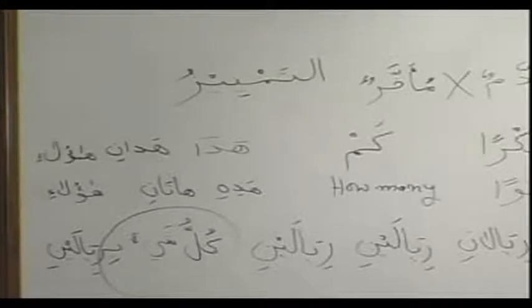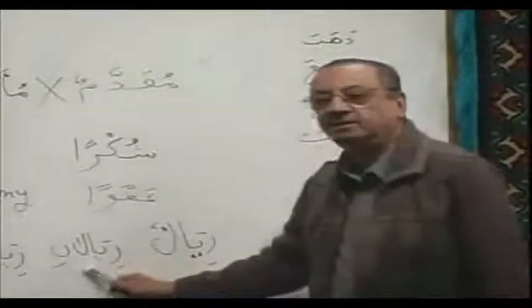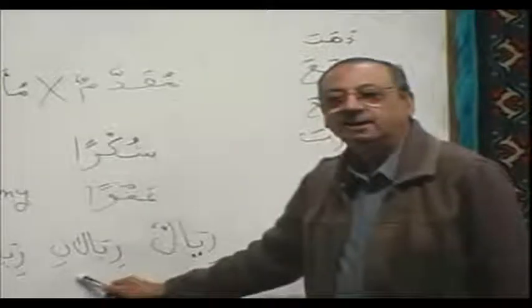So, the dual form, okay, kitabani, kitabaini, kalamani, kalamaini, okay? So just keep it in mind and you will be doing that exercise, inshallah, in the handbook. Now, brothers and sisters, Rialani, the sign of marfu is alif. In Rialaini, what is the sign of its being majrur? I see harf jar Bi.